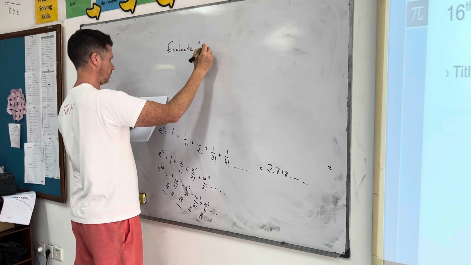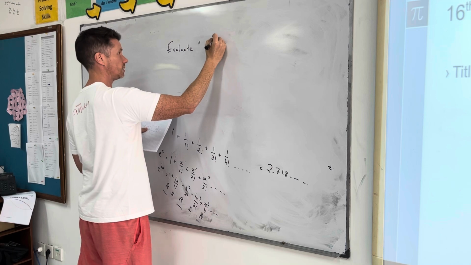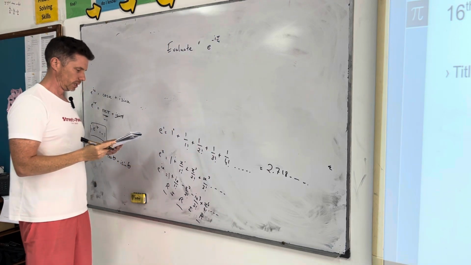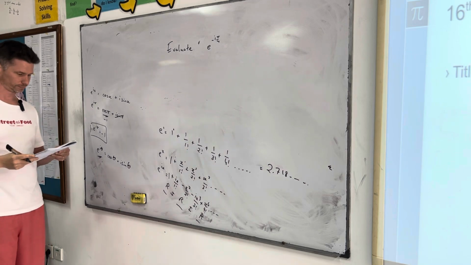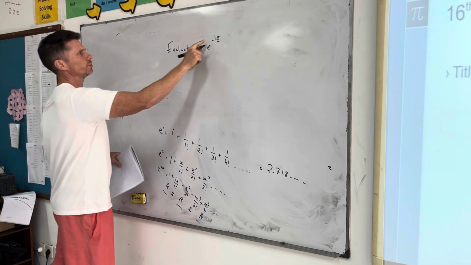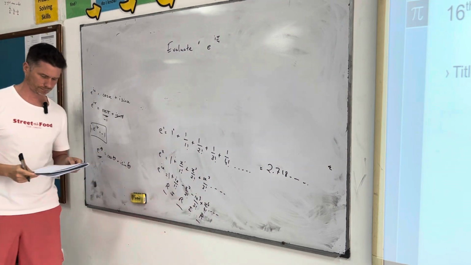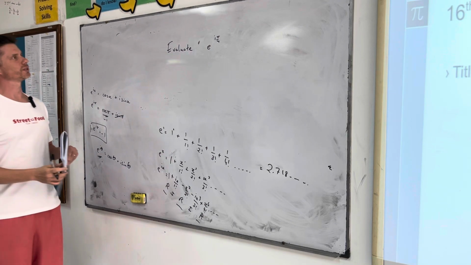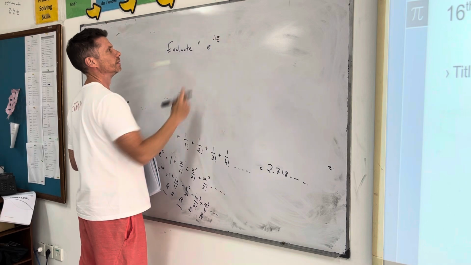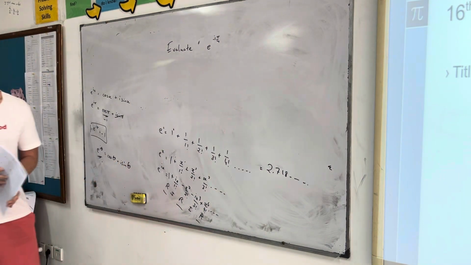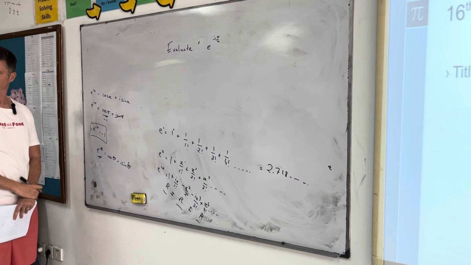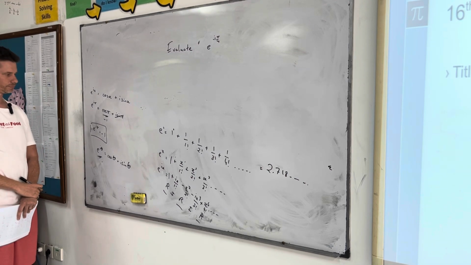Evaluate e to the minus i pi over 4. I'll stick with the minus. Okay, how do I evaluate this? How does this look in a different form?